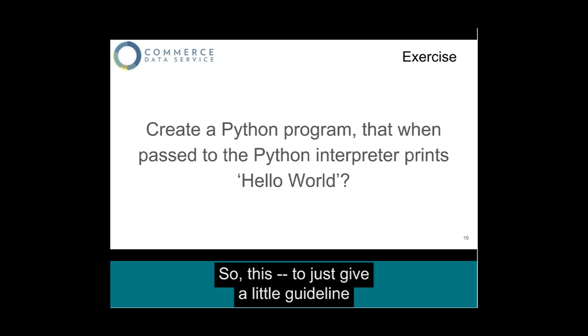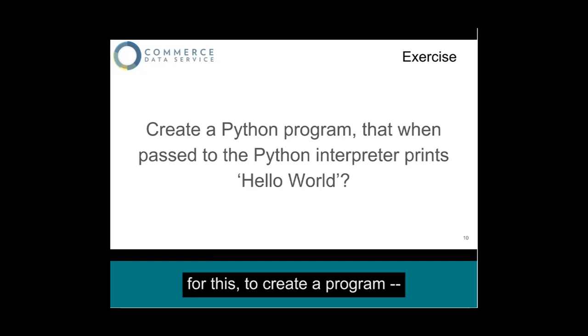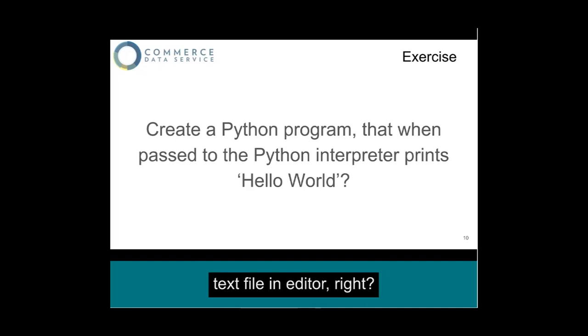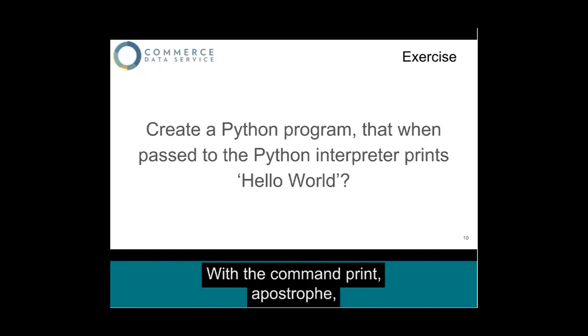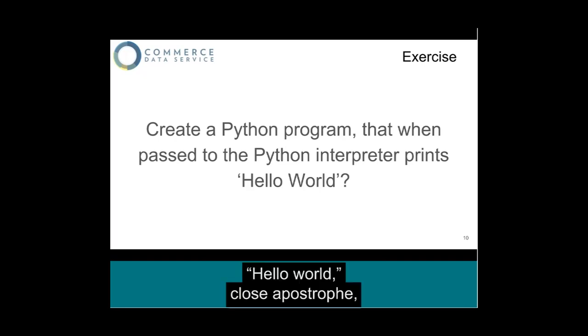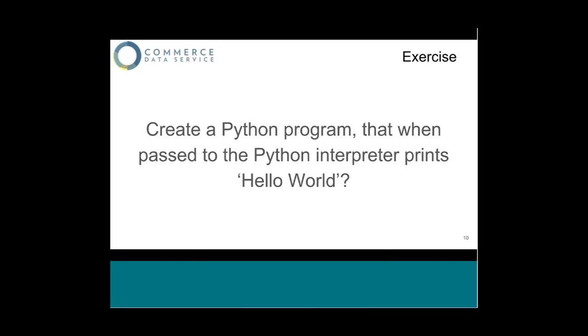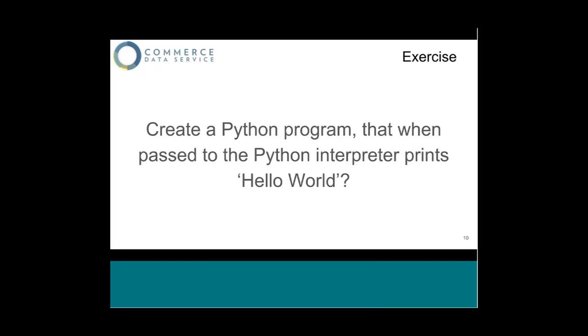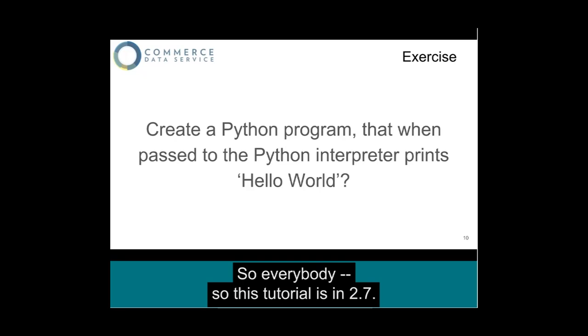So just a little guideline for this. To create a Python program, you have to save an external text file in your editor, right, with the command print, apostrophe hello world, close apostrophe, and then pass it to the Python interpreter. If it's in 3.5, you'll need parentheses. So this tutorial is in 2.7.